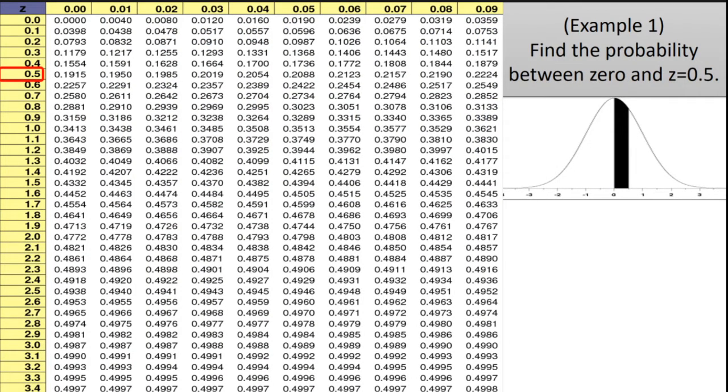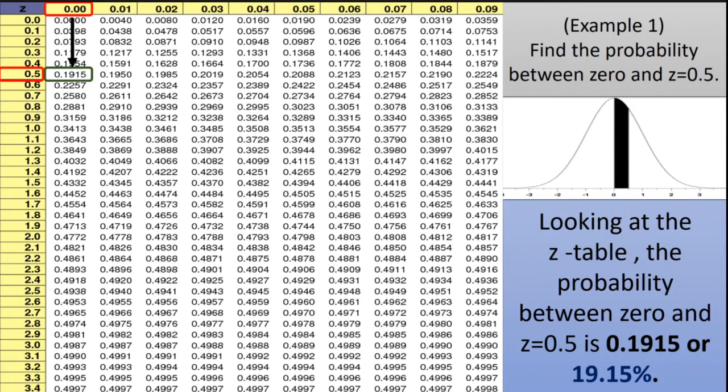First two digits are 0 and 5, and 0. Since there's no visible third digit, find the intersection and we'll have 0.1915. Multiplying it by 100%, we will have 19.15%. Did you understand it?